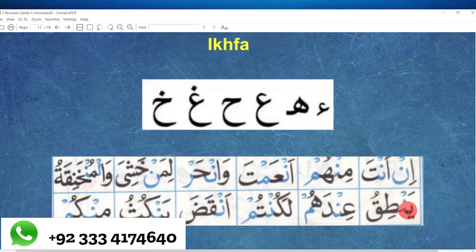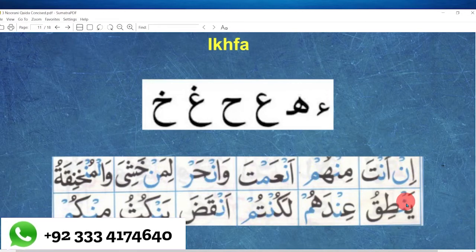So my tongue is not touching anywhere. Yantiqu. If I say yantiqu with the tongue touching, it will turn into gunna. That's not what we want. We want ikhfa, not gunna here. So it is yantiqu indahum lakuntum anqadha.